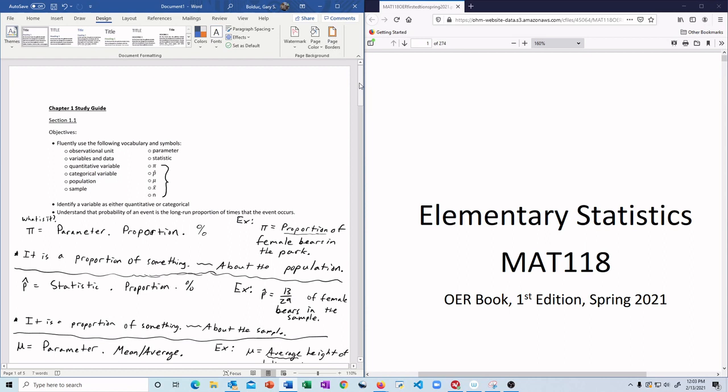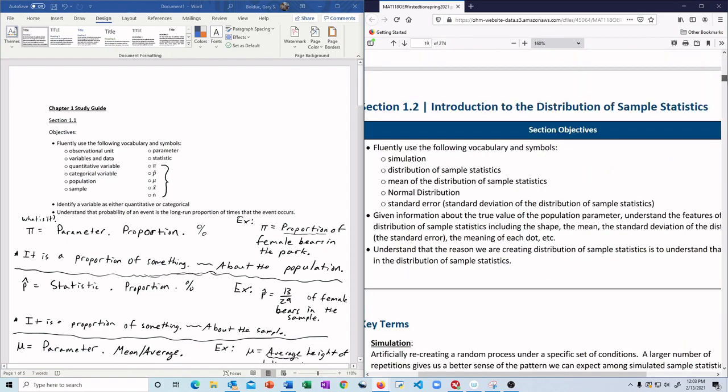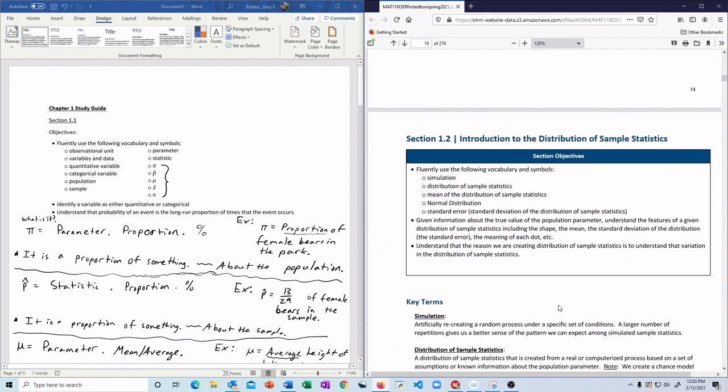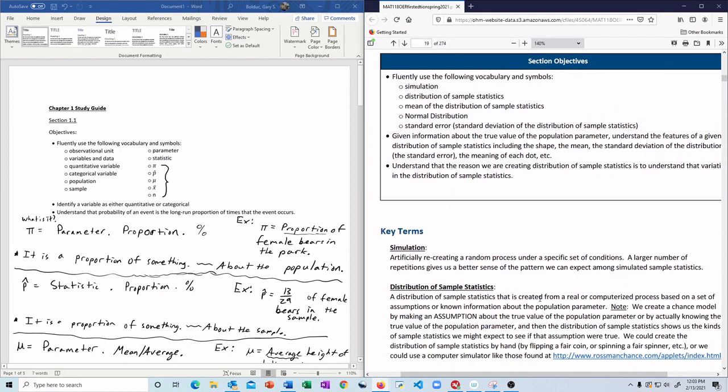And so what you can do from this is just finish this. Keep going with the rest of these sections. Go to section 1.2, right? Here it is. And we've got some other key terms. So again, simulation: artificially recreating a random process under a specific set of conditions. Woof. Write that in your own words.